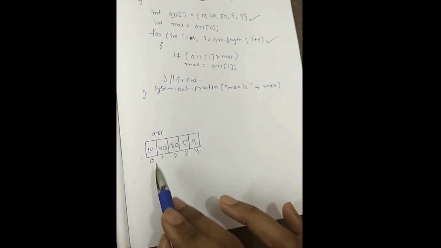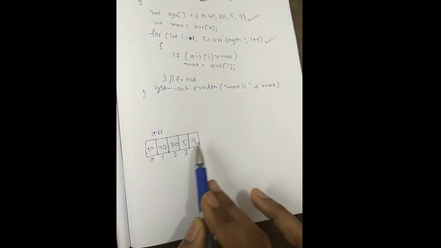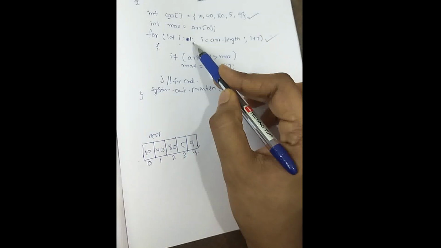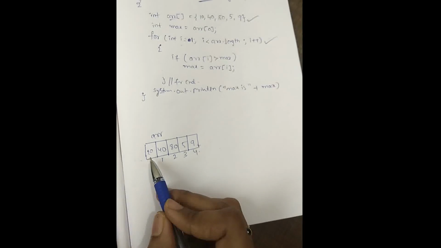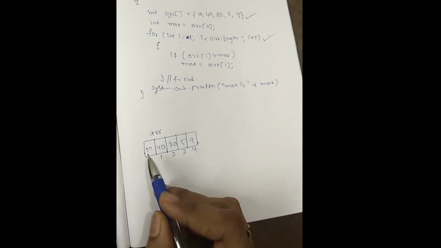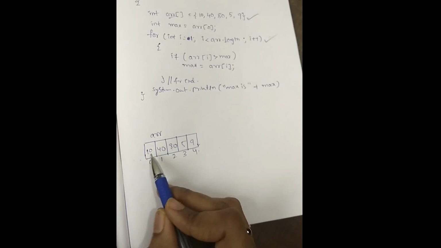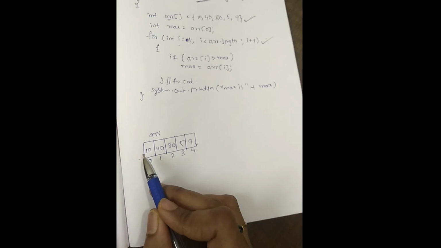Now I already told you we have to traverse the array from the beginning to the end. So int i is equal to 1. Why int i is equal to 1? I will tell you. Before that, I just told you we have to take one max variable and compare that variable to all the other elements. If any greater number is there, we have to swap it with the max number.